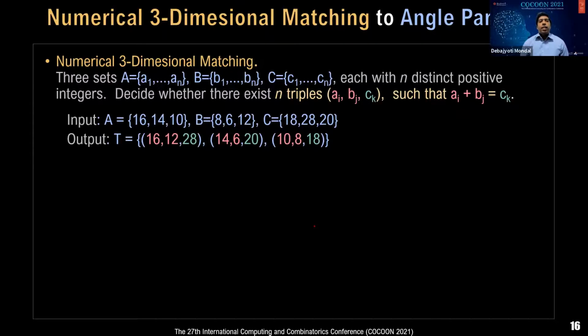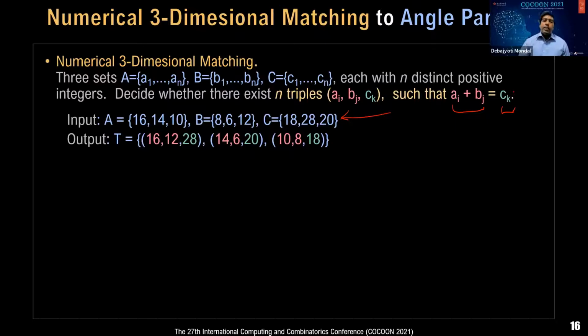In this problem, you have three sets as input. Each set contains n distinct positive integers. For example, here you can see the sets A, B, C, each containing three positive integers. Now, the task is to decide whether there exist n triples Ai, Bj, Ck such that Ai plus Bj is equal to Ck. In this case, you can see that we have an output where 16 plus 12 is 28, then 14 plus 6 is 20, 10 plus 8 is 18.